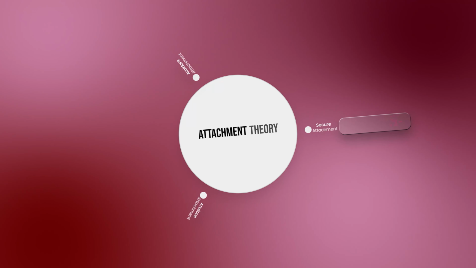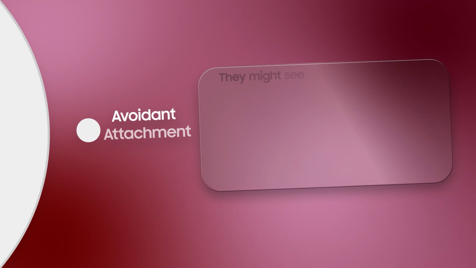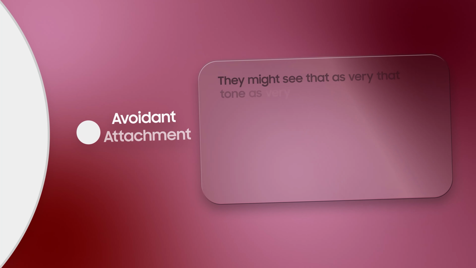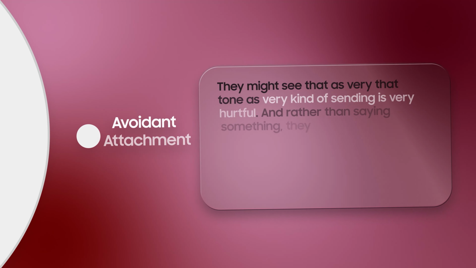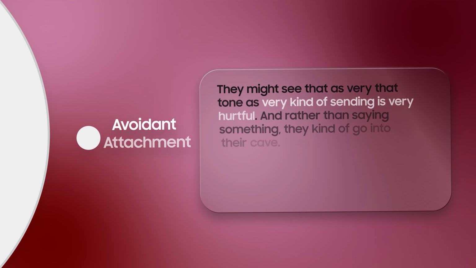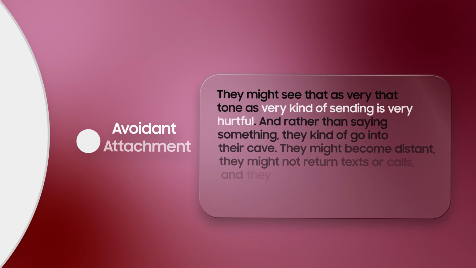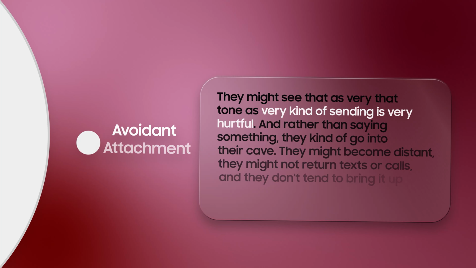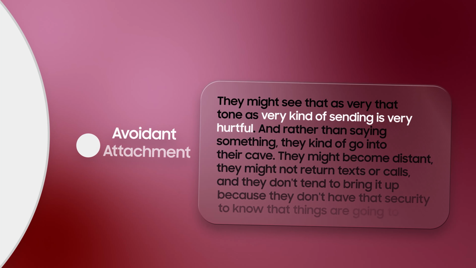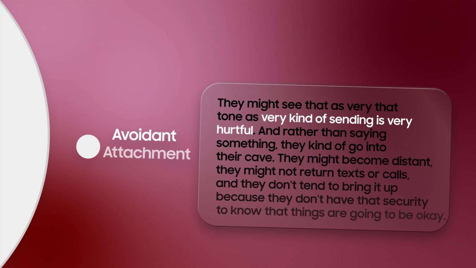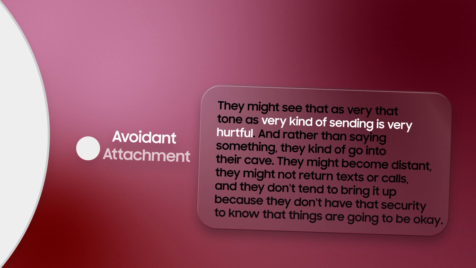Now, if it was somebody with more of an avoidant attachment style, one of the things that would happen in this example is they might see that tone as very condescending, as very hurtful, and rather than saying something, they kind of go into their cave. They might become distant. They might not return texts or calls. And they don't tend to bring it up because they don't have that security to know that things are going to be okay. So they tend to just disappear until enough time passes.